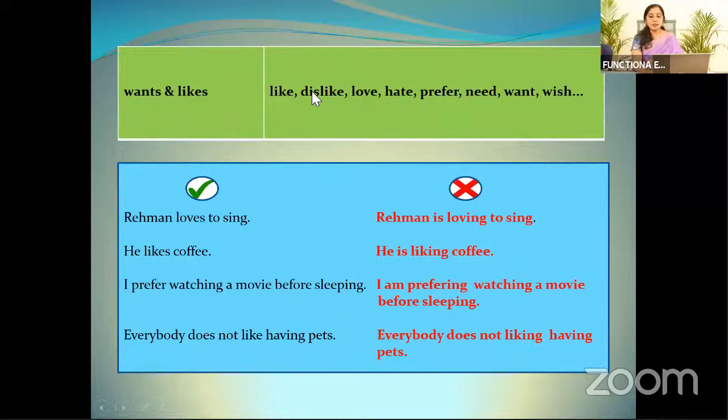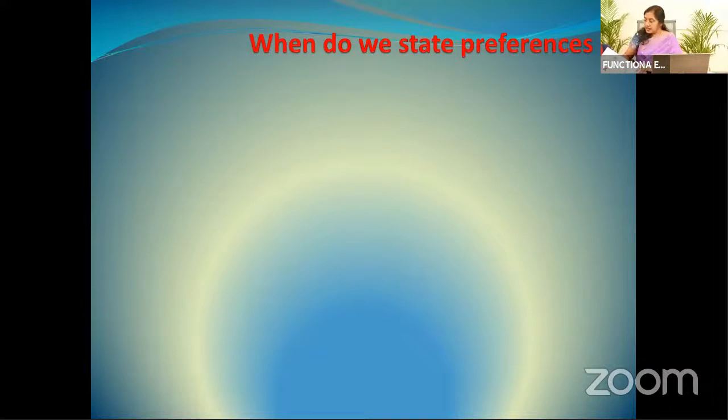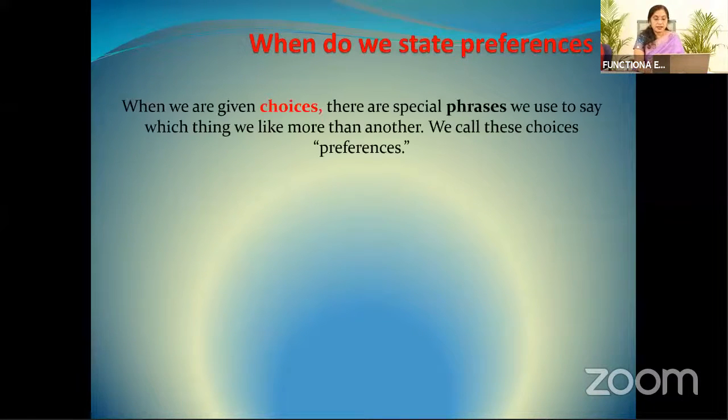So, having seen this, what do we learn next? The next part is, when do we state preferences? Now, when do we actually tell our preference? And what is a preference? When we are given choices, there are special phrases we use to say which thing we like more than the other. We call these choices preferences. If you already know the word, no problem. If you do not know, the more heightened word for choice is preference.